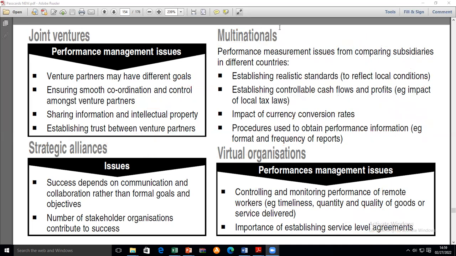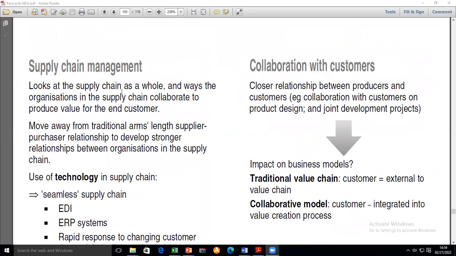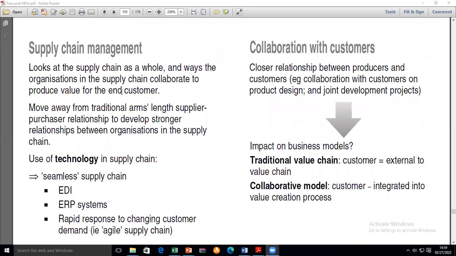The last arrangement that we can talk about is a supply chain, a very interesting arrangement. A supply chain management, a supply chain network. As opposed to working alone, today, if you notice, we don't work alone. We need to collaborate with other organizations to create value. The traditional approach was that anyone outside the organization was not part of you. That's the understanding.